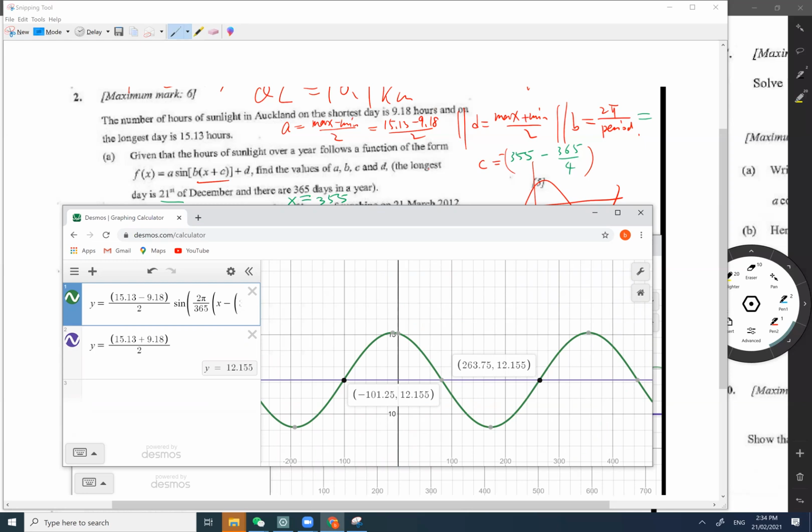The period is 365, right? If you use negative 101.25 plus 365, you get 263.75. Okay? You understand the idea? Okay, so that's about modeling.